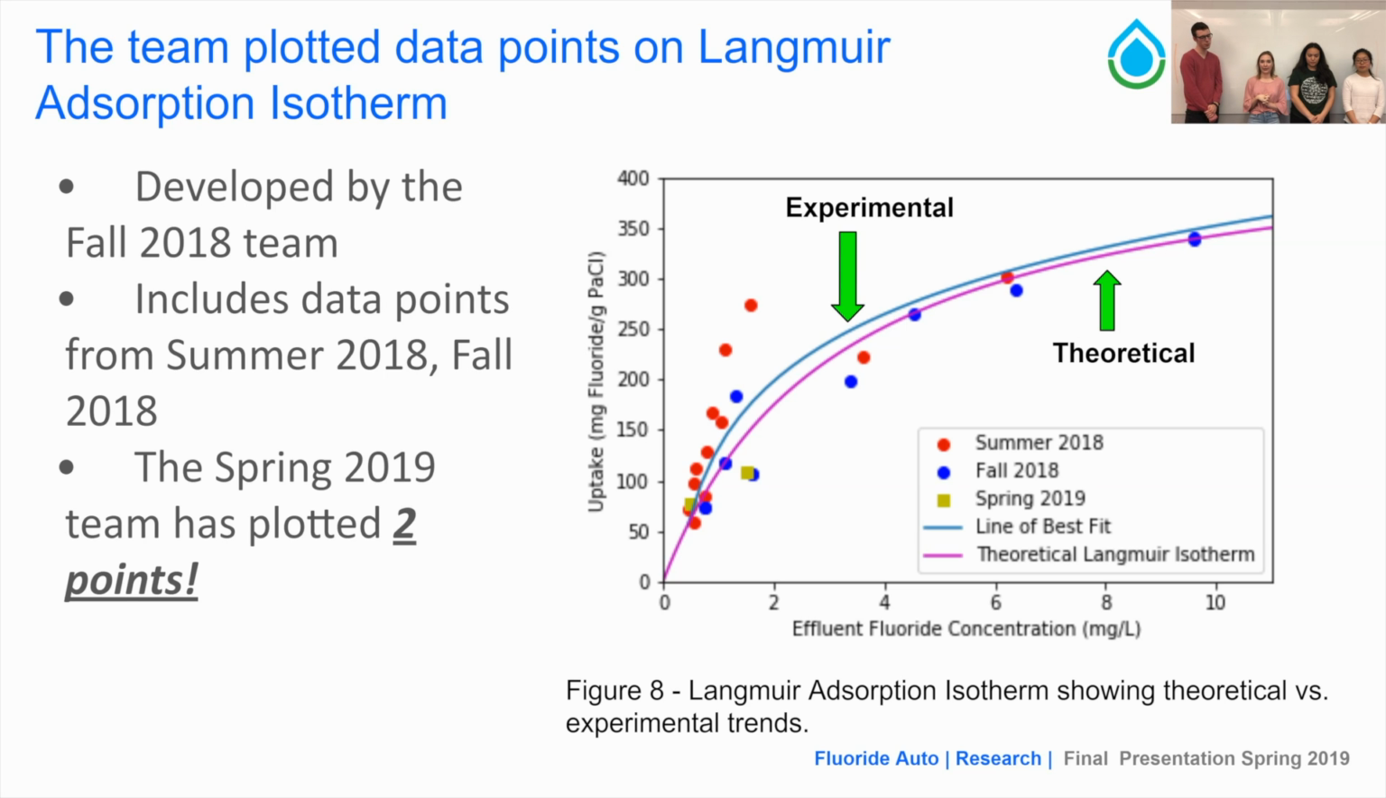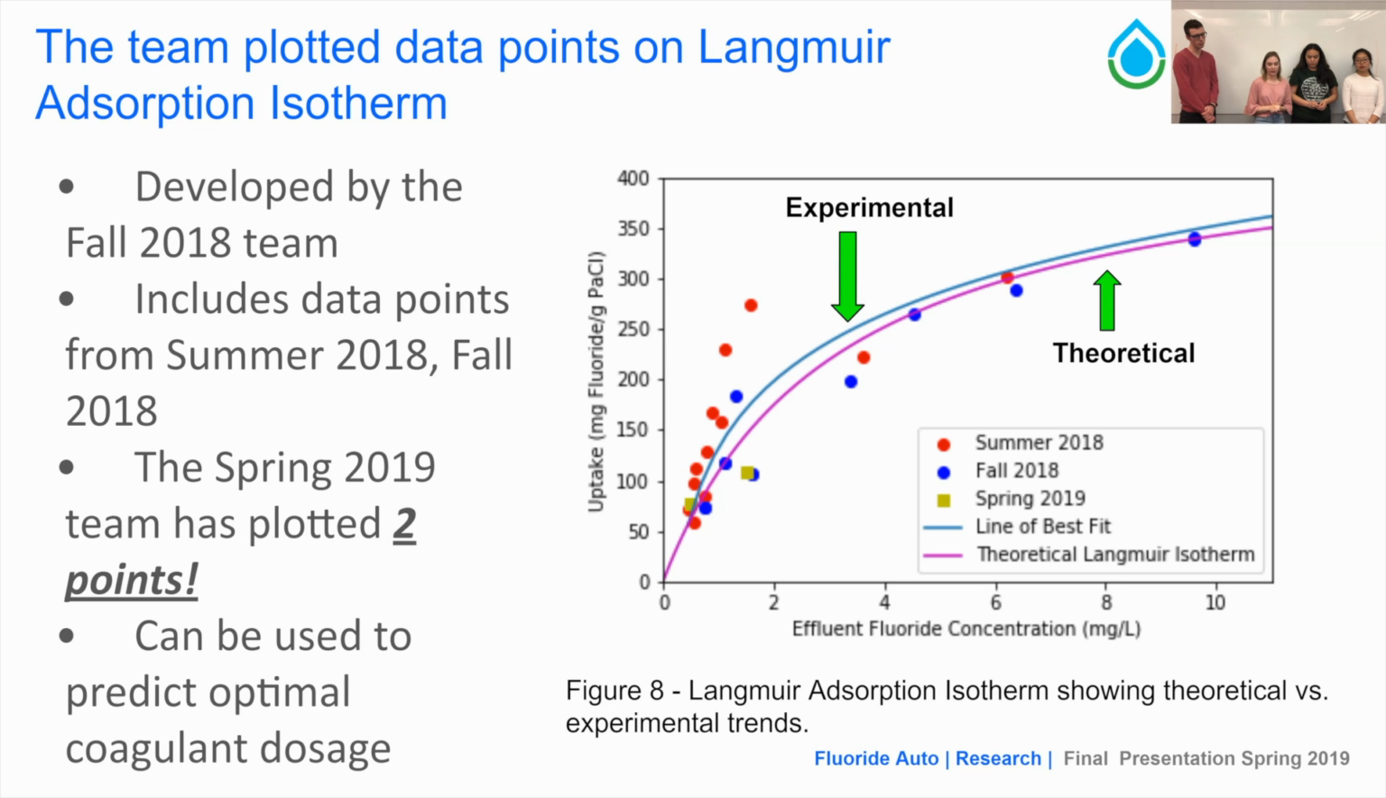But basically, what this plots is, on the y-axis, the uptake, which is the milligrams of fluoride per gram of PAC in the influent stream, against the x-axis, which has the effluent fluoride concentration. We measure the influent and effluent fluoride concentrations, and what this can tell us is, in the future, what specific optimal coagulant dosage we want for an effluent concentration of fluoride. Right now we have an 87% R-squared value between the experimental and theoretical models, and we hope to get to a 90% R-squared value before we can use this to predict optimal coagulant dosages.